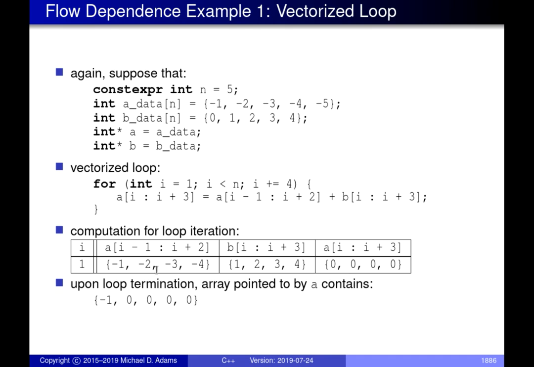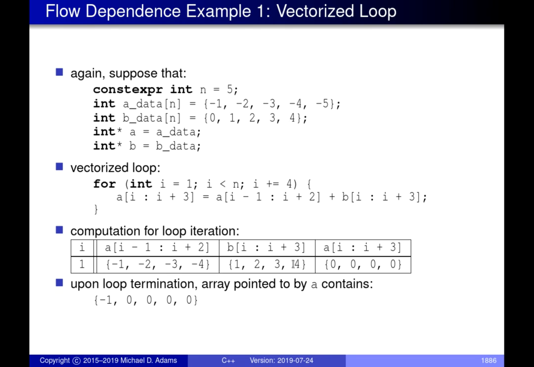This is what's loaded into the vector register that's going to be holding the values from A. And then for B, again I is equal to 1 in the only iteration of this loop, so we're loading B1 up to B4. B1 up to B4 are the values 1, 2, 3, 4. So we're going to load these values.